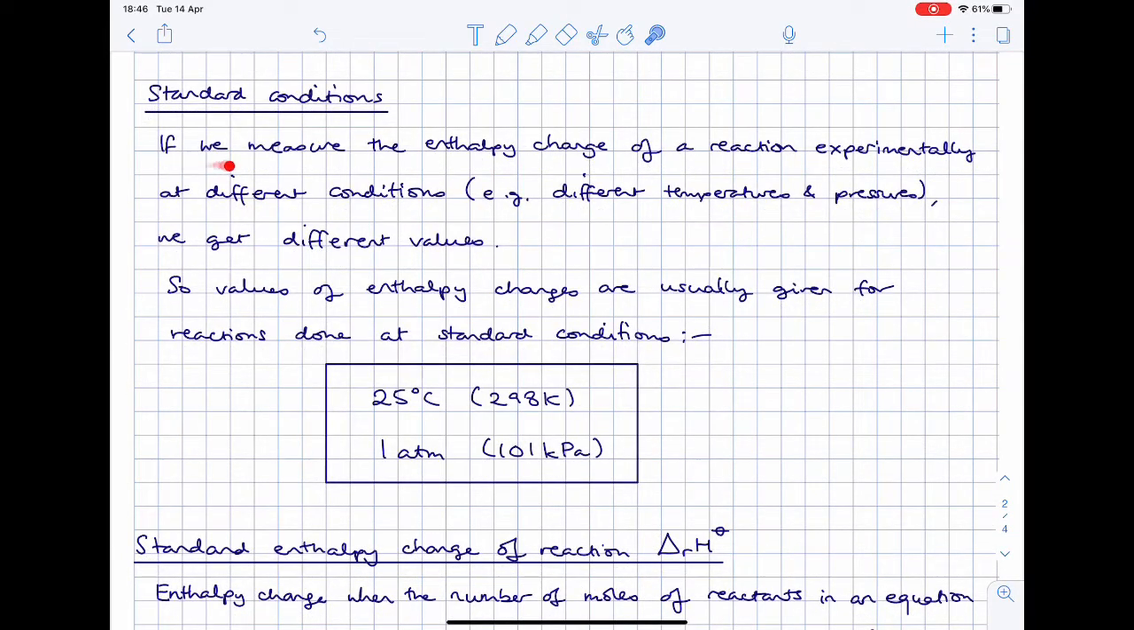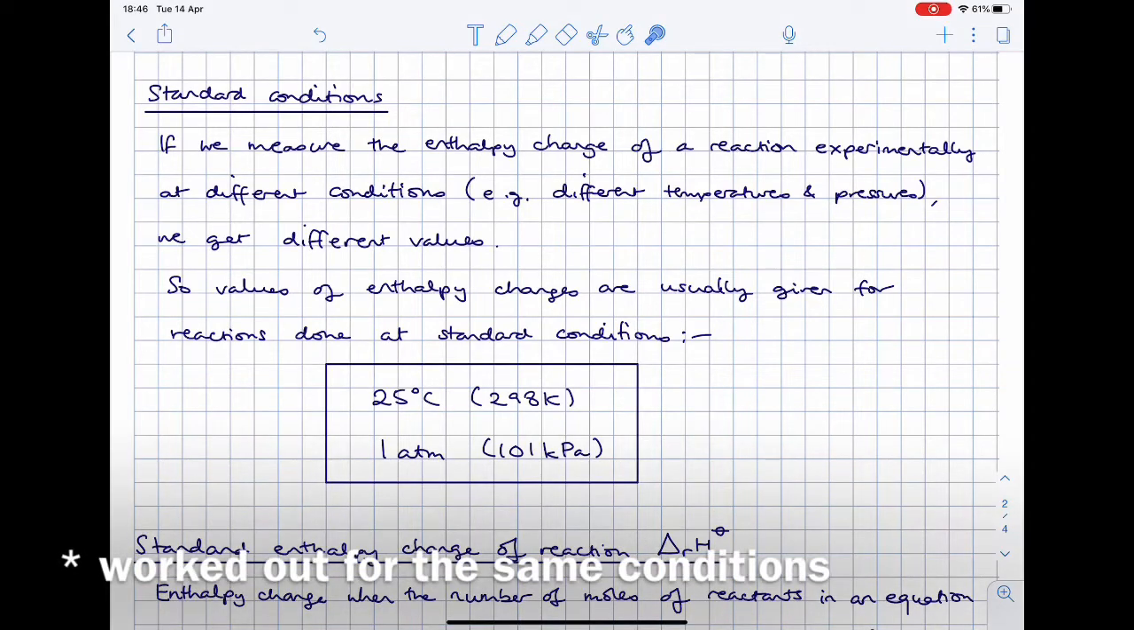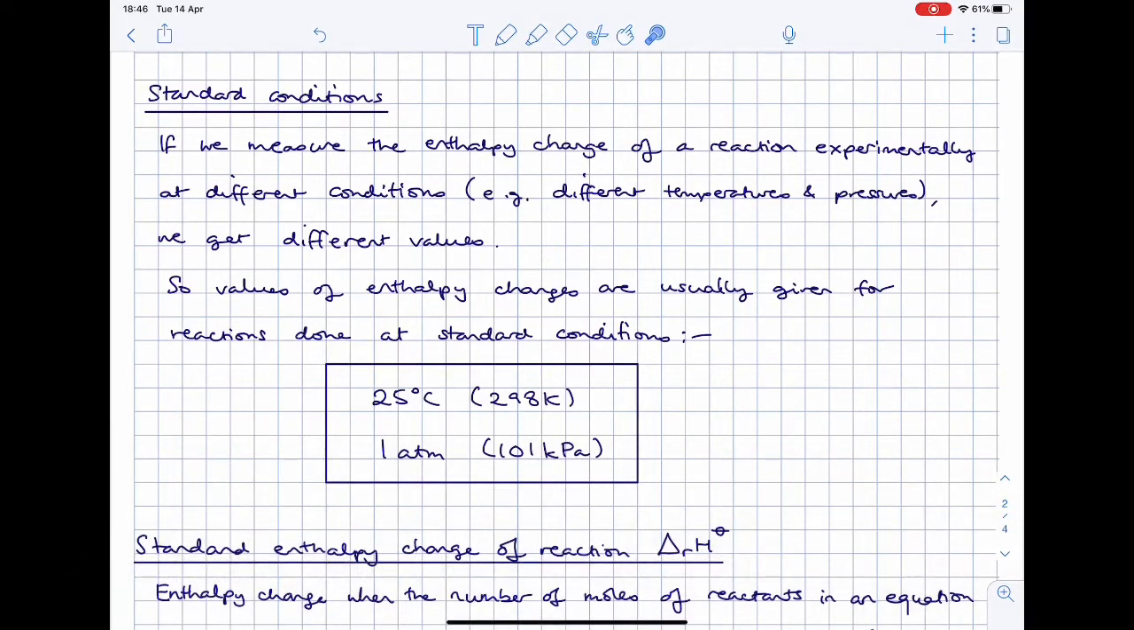So as we just said, if we measure the enthalpy change of a reaction, whether it's neutralization or combustion, etc., at different conditions, we're going to get different values. They can be slightly different. So in order to have a fair comparison between the enthalpy changes of different reactions, we must make sure these values were taken at the same conditions, and we use what we call standard conditions, which is 25 degrees C and 1 atmospheric pressure, or an atmosphere. So 25 degrees C is 298 Kelvin, and 1 atmospheric pressure is about 101 kilopascals or 1000 pascals or Newton per meter squared, because 1 pascal is the same as 1 Newton per meter squared.